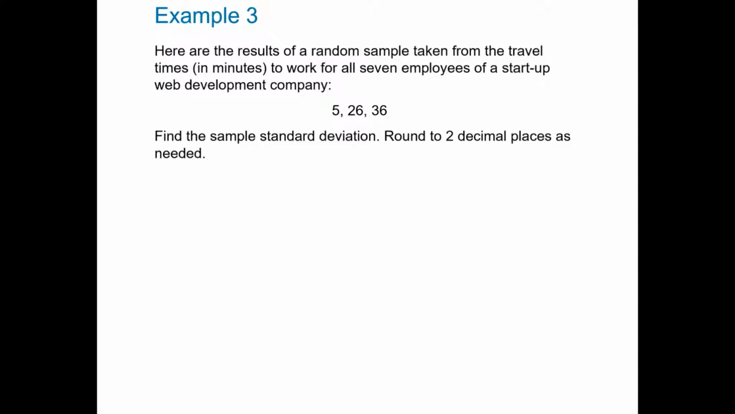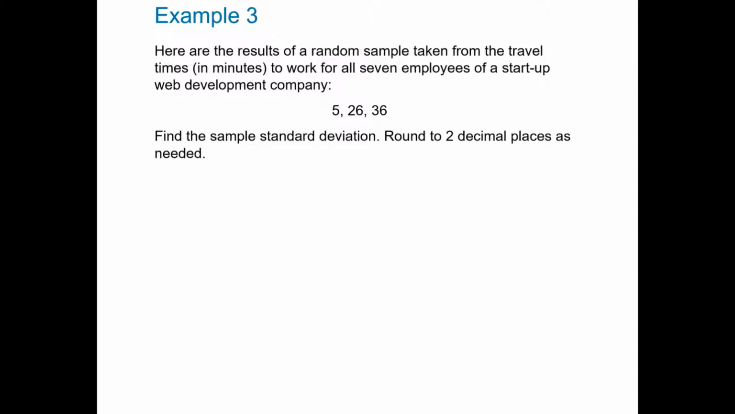Here are the results of a random sample taken from the travel times in minutes to work for all 7 employees of a startup web development company. Find the sample standard deviation, round to 2 decimal places as needed. You have to remember that the sample standard deviation and the population standard deviation are different.